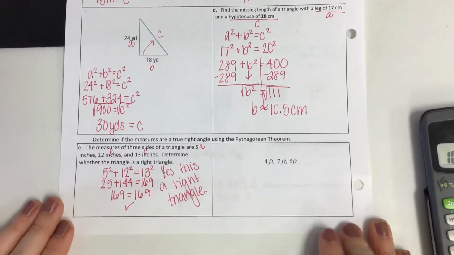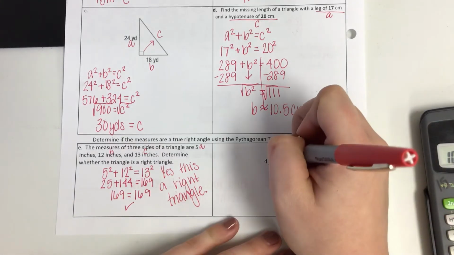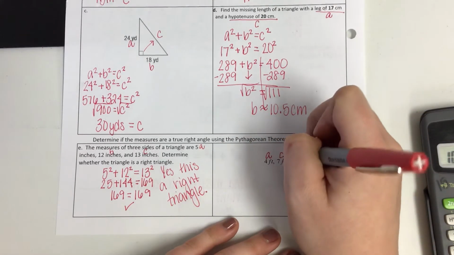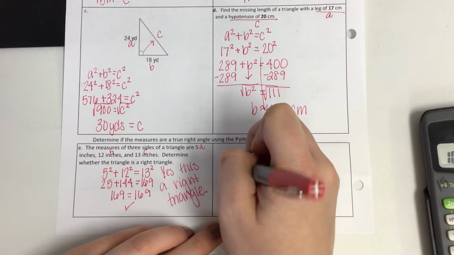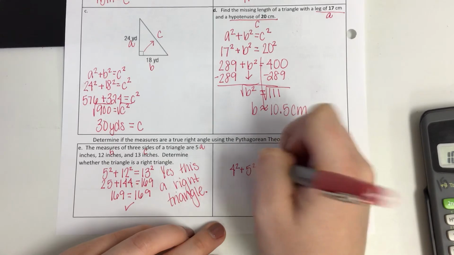Then our last problem, we have 4 feet, 7 feet, and 5 feet. Again, we need to identify C first. C is our largest measurement, so 7 is our C. And then A and B are interchangeable. We're going to plug these in. I have 4 squared plus 5 squared, and we're going to see if that equals 7 squared.